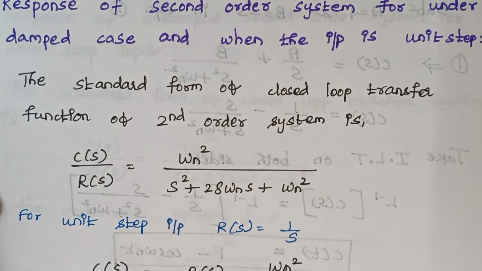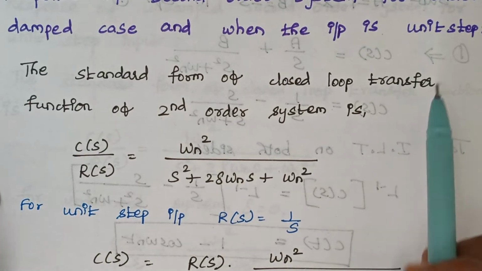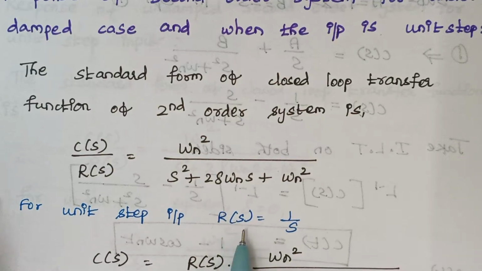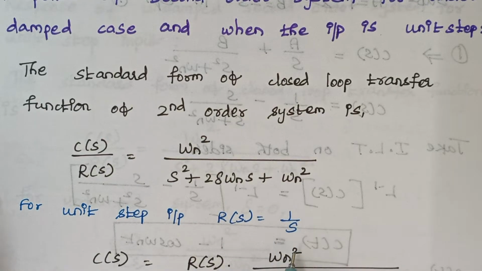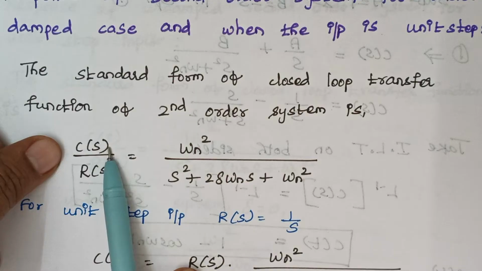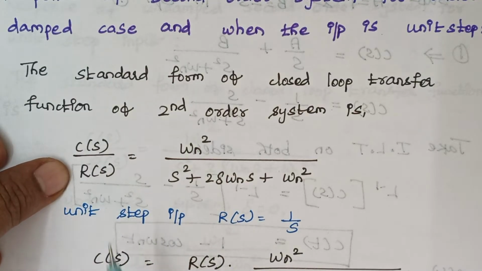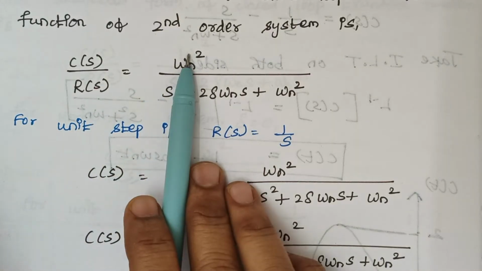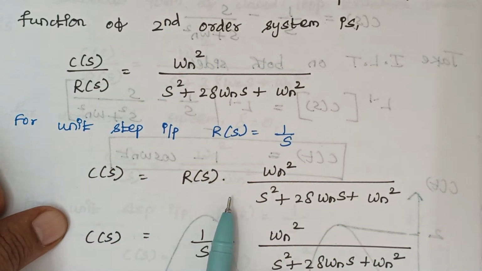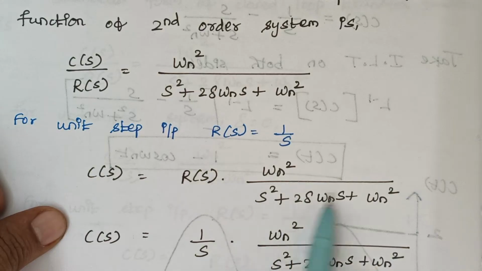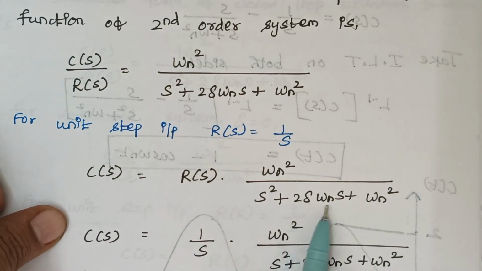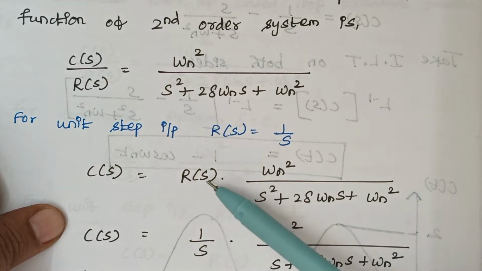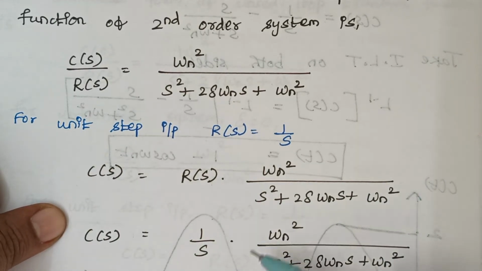Now what is the type of input here? We are feeding this one with a unit step input. So for unit step input, the value of R of s is equal to 1 by s. Here C of s is your output and R of s is your input. In the next step, I am moving this R of s to the right hand side. So C of s is equal to R of s into this term omega n square by s square plus 2 zeta omega n s plus omega n square. Now substitute the value of R of s as 1 by s.